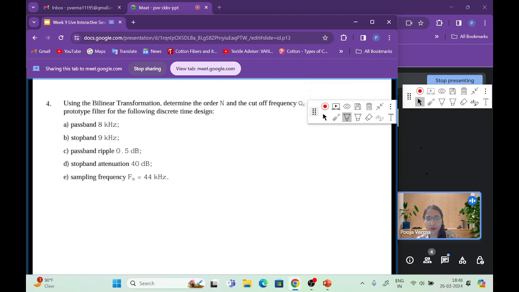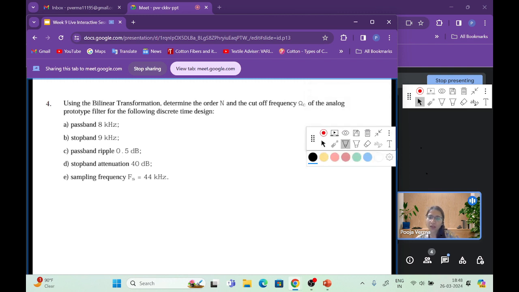Okay. Now the next question is, using the bilinear transformation, determine the order n and cutoff frequency omega c of the analog prototype filter for the following discrete time design. The specification is given. Pass band is 8 kHz, stop band frequency is 9 kHz, pass band ripple 0.5 dB, stop band attenuation is 40 dB, and sampling frequency fs is 44 kHz. Okay, let's solve this question.